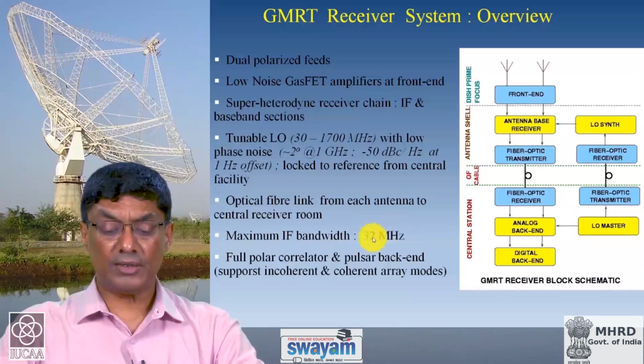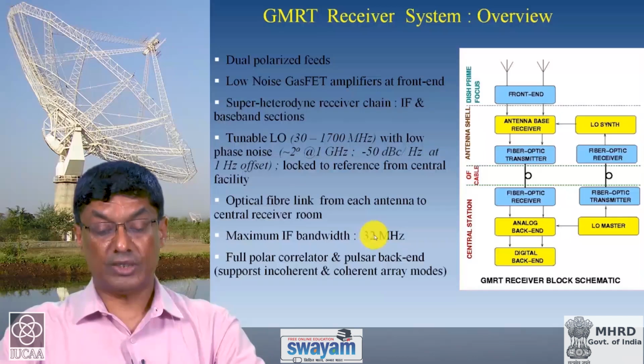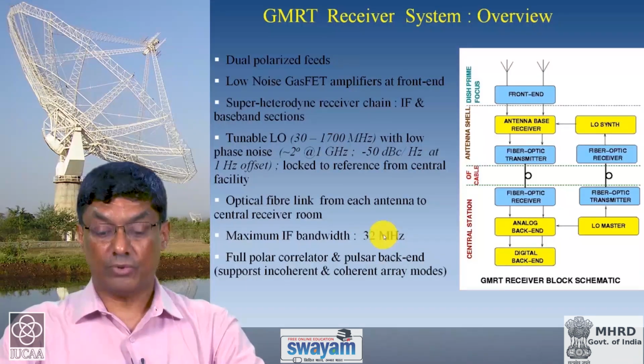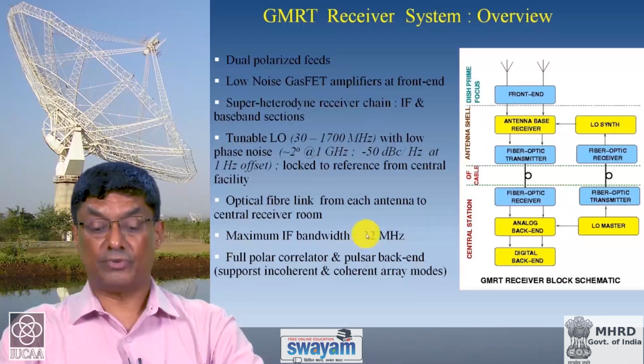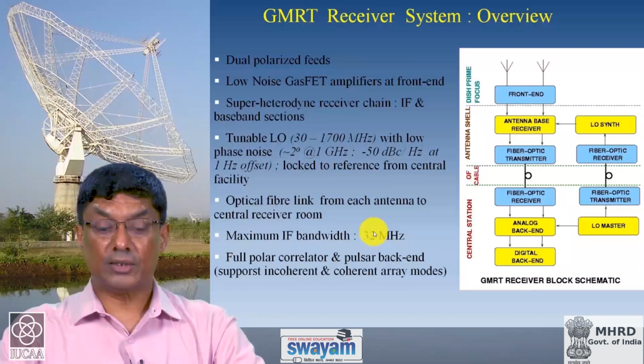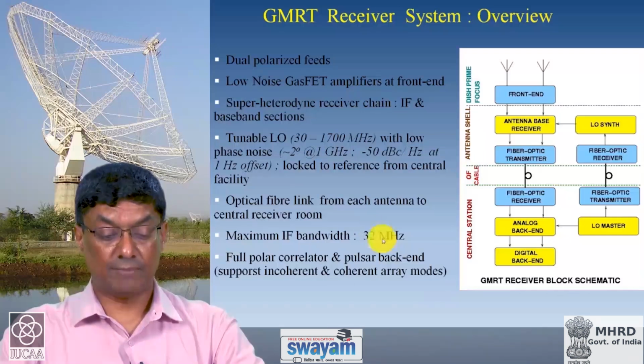So, the original GMRT system had a bandwidth of 32 megahertz. If you remember when we talked earlier, the larger the bandwidth that you can build for your receiver system, the more signal you can collect, and therefore, the higher the sensitivity for observing sources which emit over a large range of frequencies. And so, the original GMRT was designed for 32 megahertz of bandwidth, which is reasonable, but by today's standard fairly modest, and we'll see that in a minute.